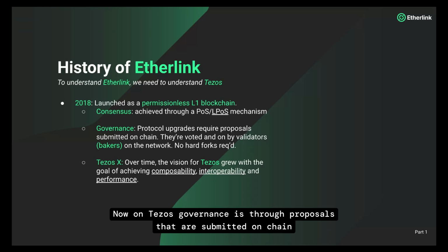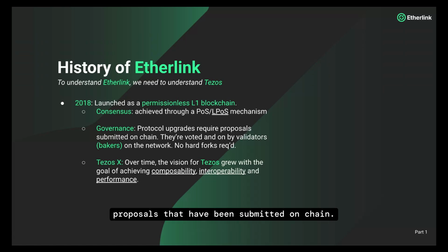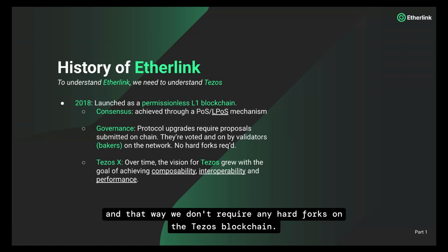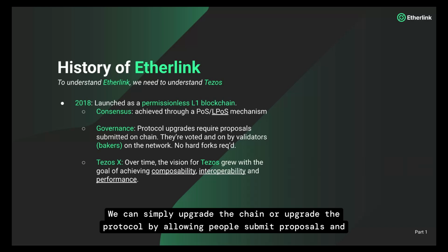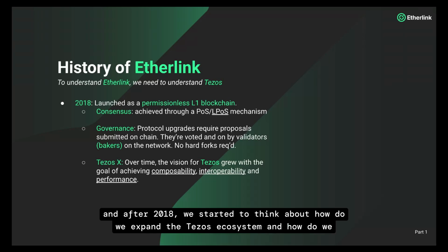Now, on Tezos, governance is through proposals that are submitted on chain. So anyone who is responsible for validating the network can come and vote on proposals that have been submitted on chain. And that way, we don't require any hard forks on the Tezos blockchain. We can simply upgrade the protocol by allowing people to submit proposals and vote on those proposals to upgrade the protocol.